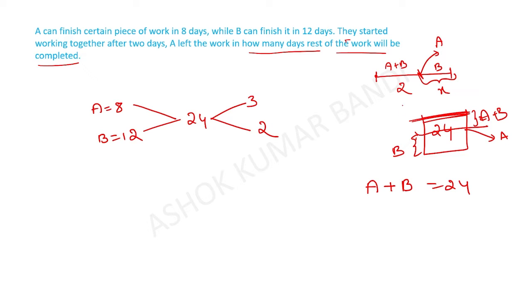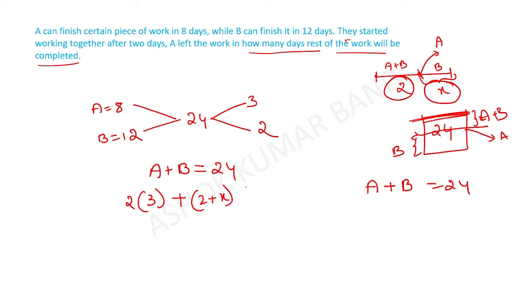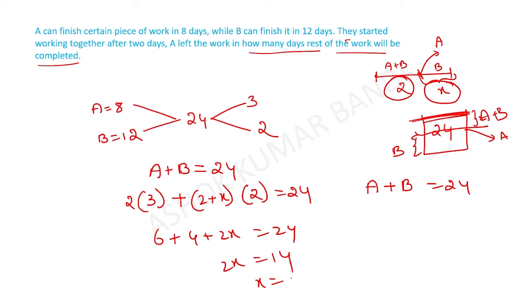So see, A left the work after 2 days. That means A is working for 2 days. So chocolates eaten by A plus chocolates eaten by B should be equal to 24. A is leaving after 2 days, means in 1 day A can eat 3 chocolates. In 2 days A can eat 2 into 3, 6 chocolates. And B is working for the first 2 days as well as the next x days. So B is totally working for 2 plus x days. Per day he can eat 2 chocolates. Like that they are completing all the 24 chocolates. So 6 plus 4 plus 2x is going to be 24. 2x is going to be 14, x is going to be 7. That means after A left, B needs to work for 7 more days to finish the work.